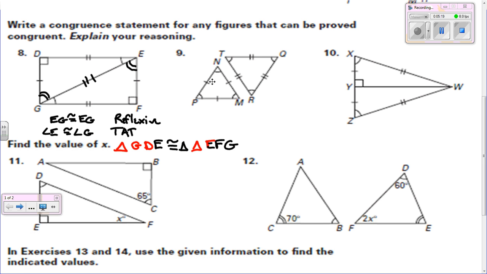For number 9, we have these sides all congruent to each other. We have these sides all congruent to each other, but you notice these markings are different than these ones. So we cannot say that this triangle is congruent to this triangle. So that would be a big no.